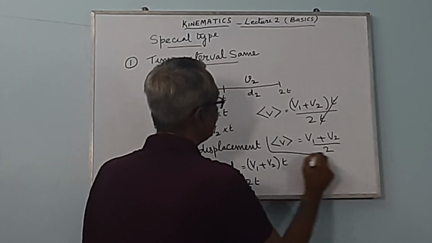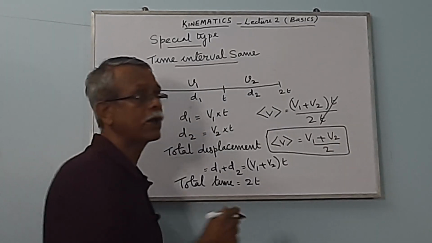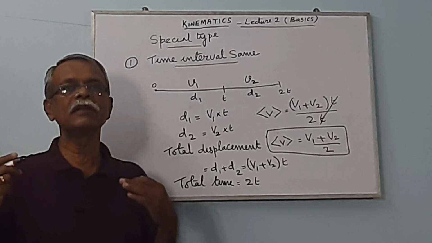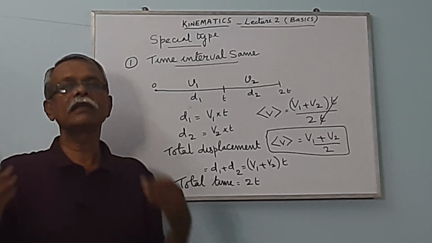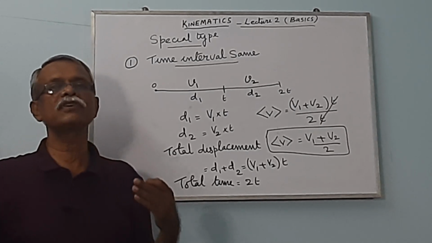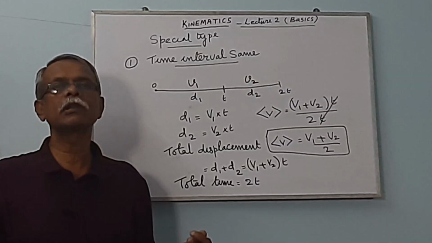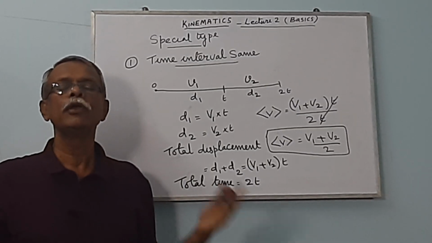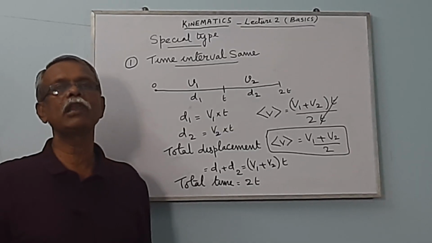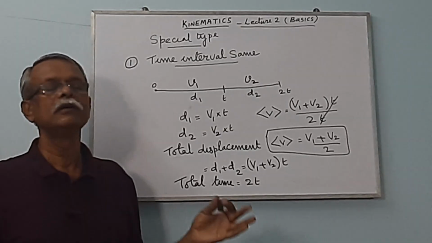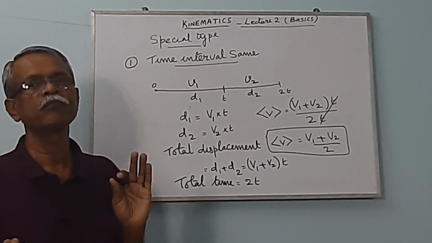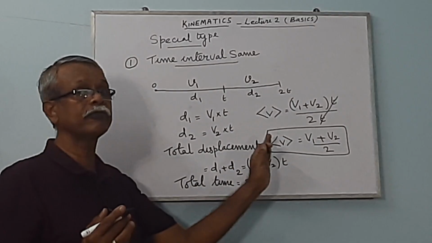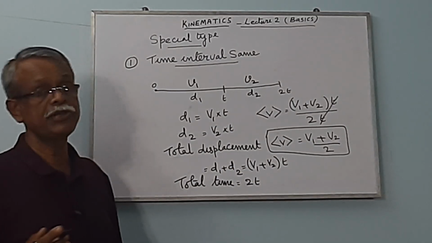That is a very simple idea, because if you are given that the particle travels with 10 meter per second for the first half and 20 meter per second for the second half, you don't need to do any calculation. You can simply say that the average value is 15 meter per second. So that saves a lot of time in answering the question.